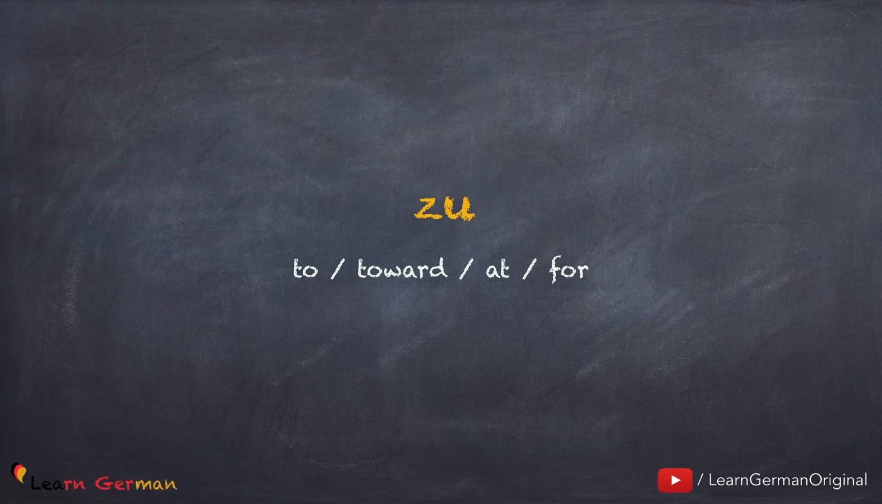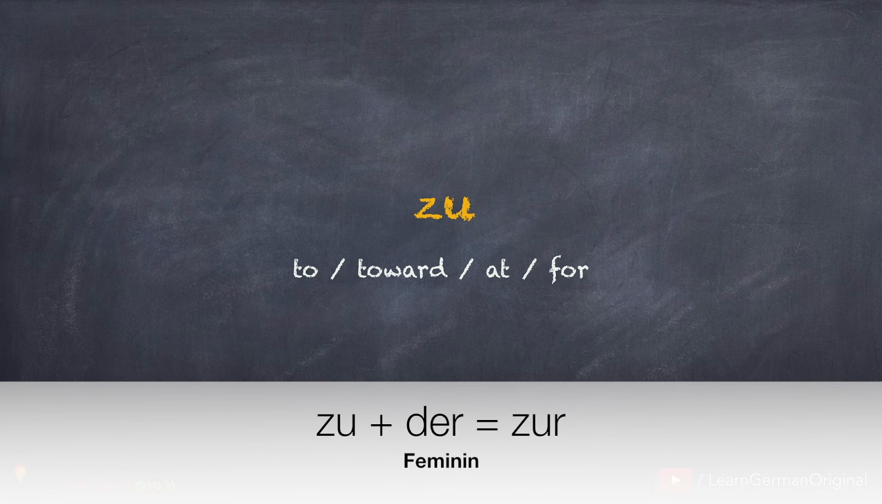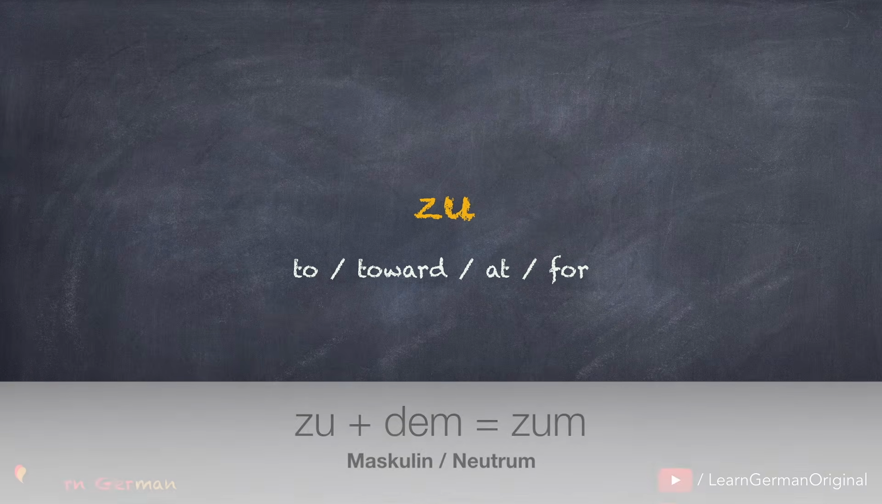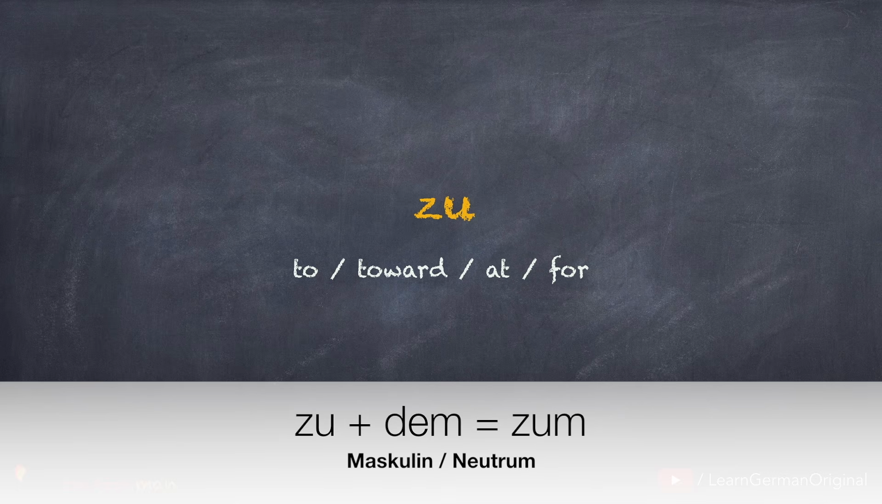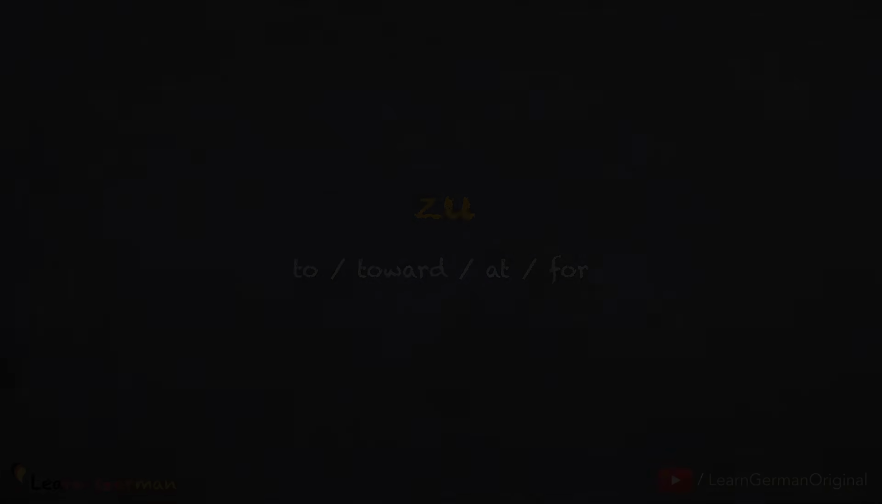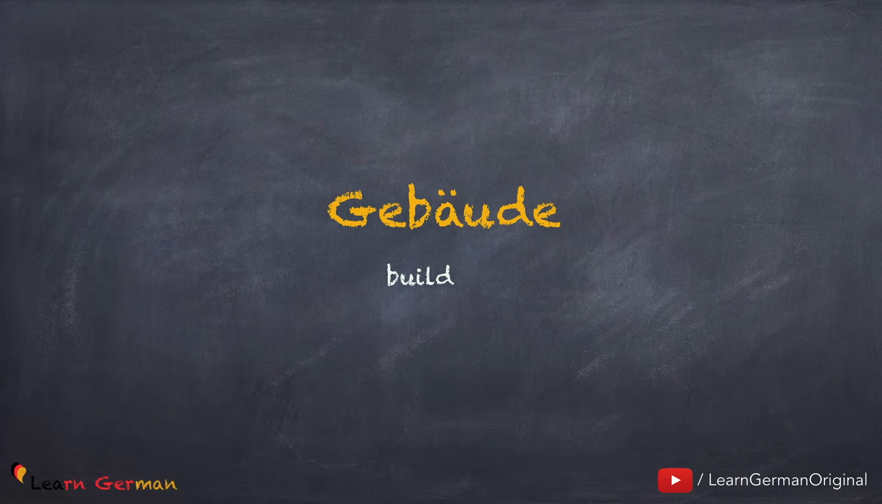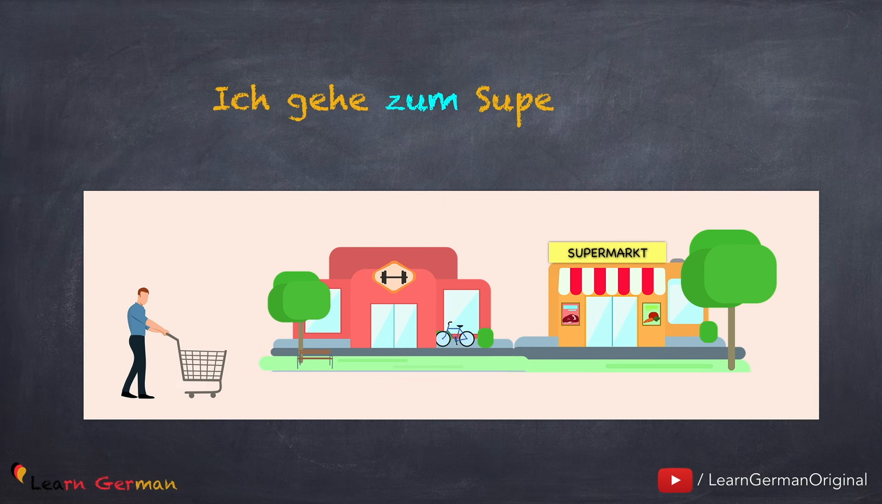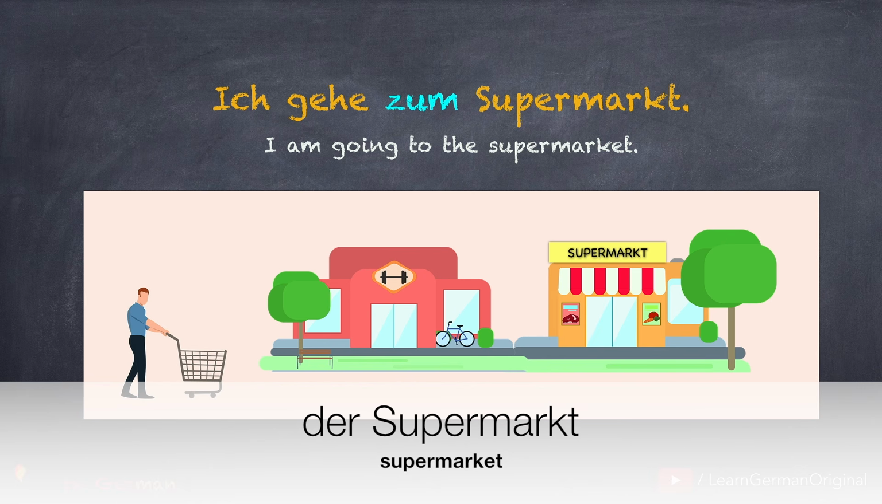Moving on to the next preposition, zu. Zu is also a dative preposition. It will change to zur when you're using it with a feminine noun, and it will change to zum when you're using it with a masculine or with a neutral noun. Zu is also used when you're talking about Gebäude. For example, ich gehe zum Supermarkt.